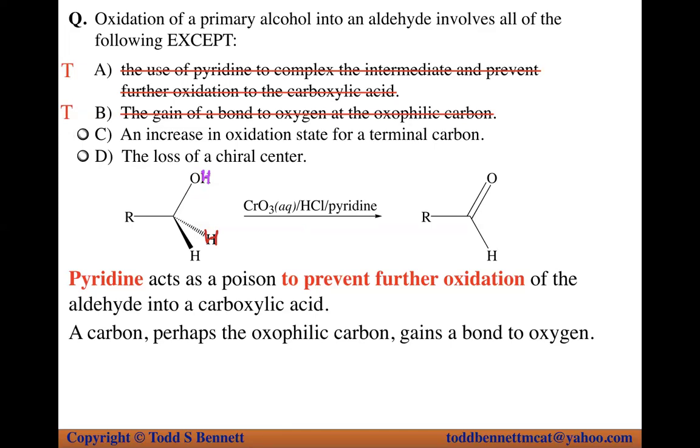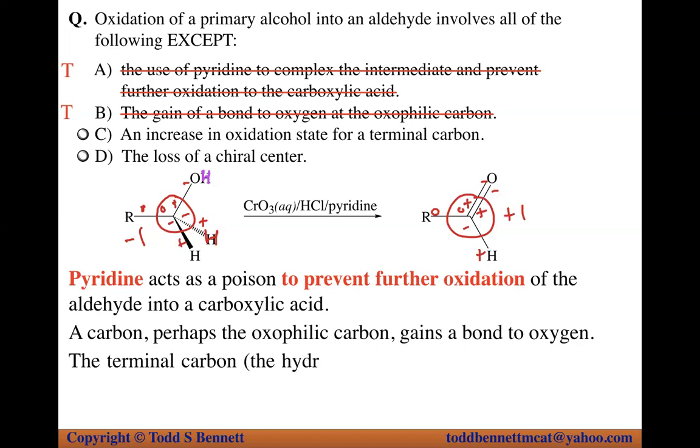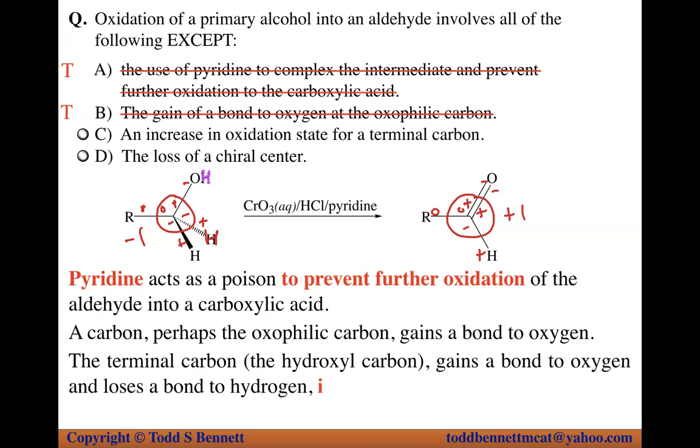Absolutely. So let me just double check. Minus 1 to start, and plus 1 to start. Minus 1 and plus 1 differ by 2 electrons. Absolutely, positively true. So it should have made sense that I lost a bond to O and gained a bond to H. That's a 2 electron transfer change, so minus 1 to plus 1.